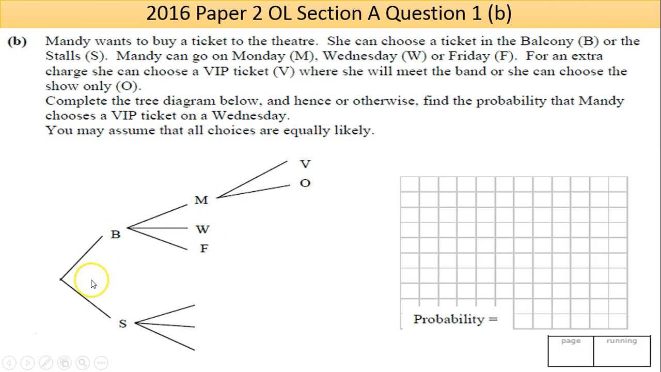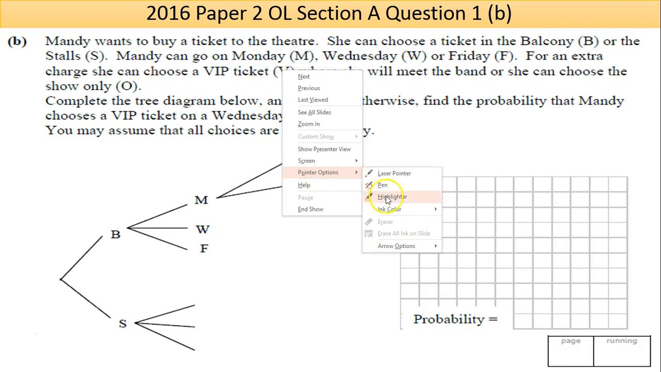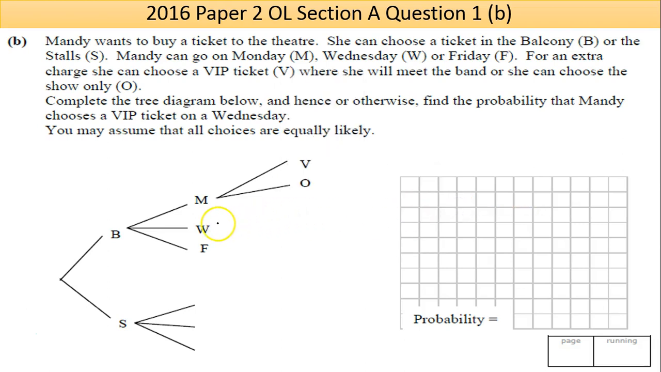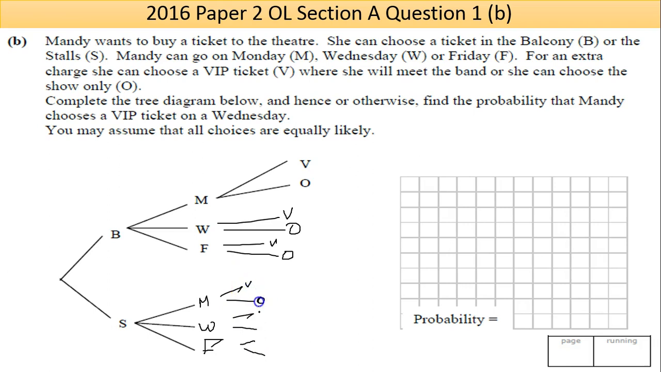Straight dependent events. So if she picks a balcony ticket, she could go on a Monday, or Wednesday, or Friday. She could go VIP or ordinary. So it's pretty simple. If she goes on Wednesday, she could do V or O. If she goes on a Friday, she could do V or O. Now, obviously, you're not going to be as messy as I am. If she goes and sits in the stalls, she could be a Monday, a Wednesday, or a Friday. She could go V or O each time. So let's fill it in so it's clear.